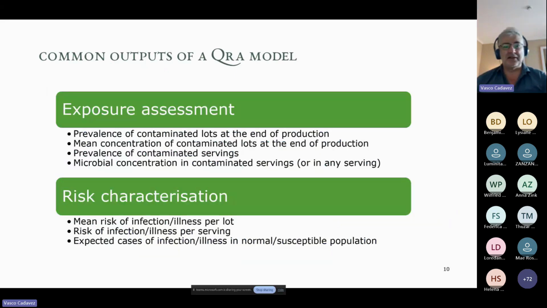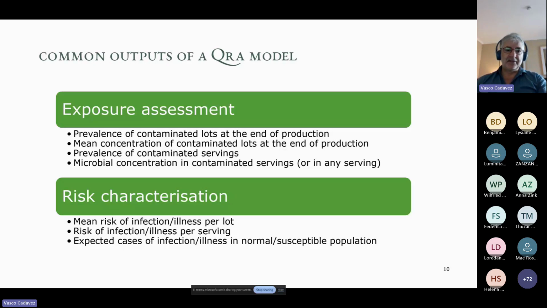The outputs of these models usually are the exposure assessment, let's say prevalence of contaminated lots at the end of production, for example, mean concentration of contaminated lots at the end of production or at the end of processing, prevalence of contaminated servings, that this is connected with exposure from the consumers to the microorganisms, and of course the microbiological concentration in contaminated servings or in any serving, depending on how you express the results.